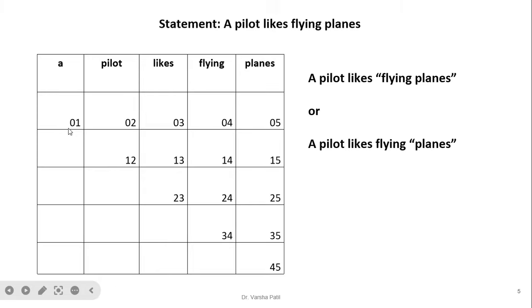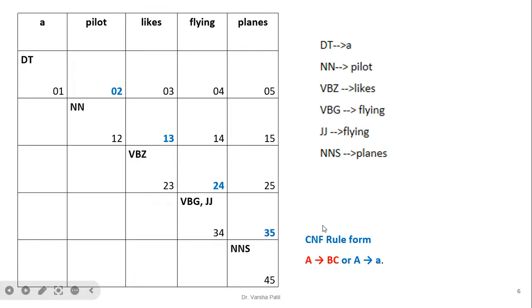Make a matrix: 0 1, 0 2, 0 3, 0 4, 0 5, 1 2, 1 3, 1 4, 1 5, 2 3, 2 4, 2 5, 3 4, 3 5, and 4 5. Now first we need to use the CNF rule, which is A gives a terminal, and we fill the diagonal values with the terminal rule. So for a, DT is there. Next is pilot, pilot is NN, then next is likes. Now likes is VBZ.